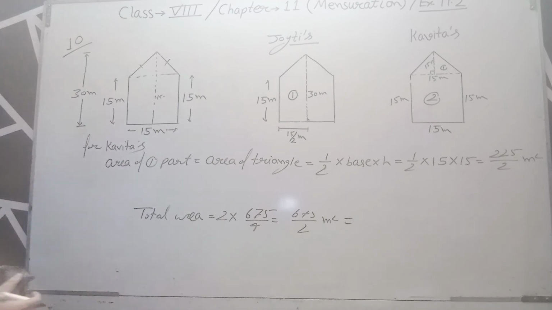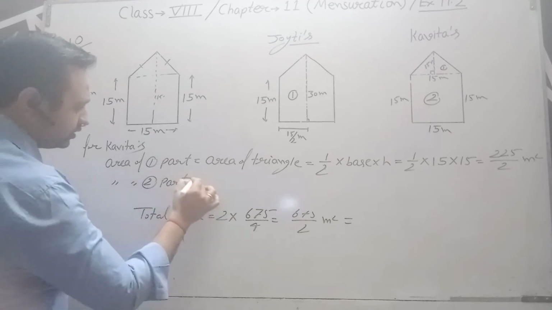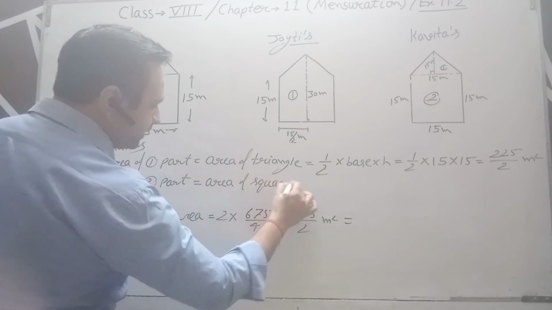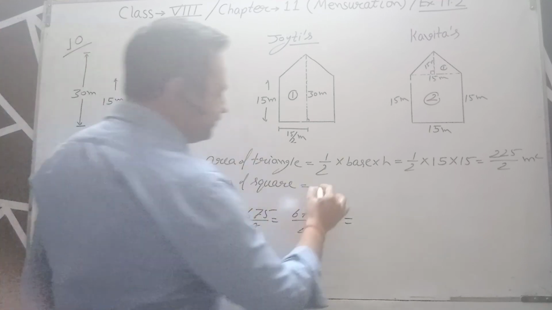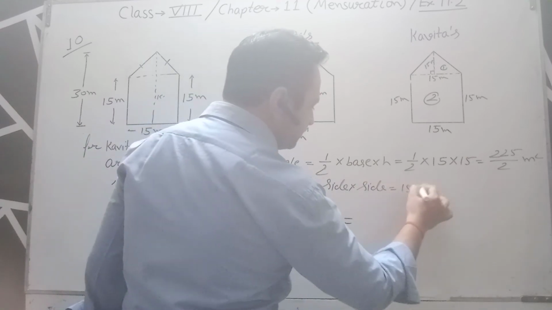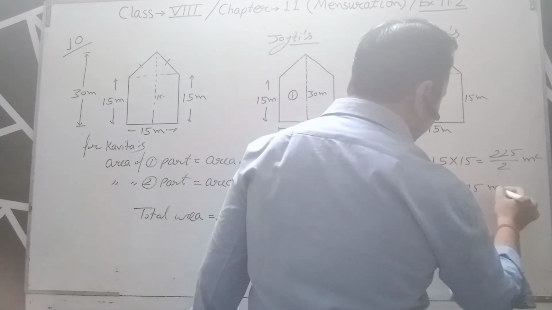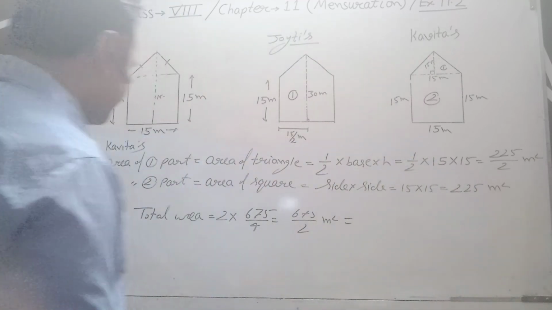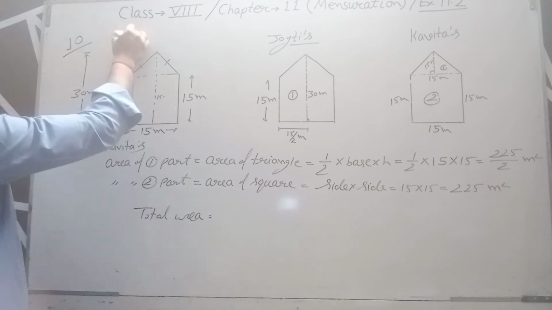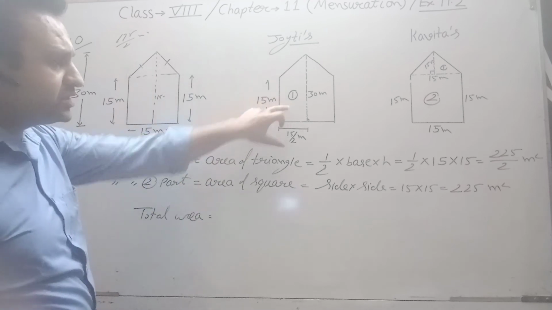Now we have to calculate the area of the second part. Area of the second part means we have to calculate the area of the square. And what is the area of a square? Yes, side multiply side. It means 15 multiply 15, which is 225 meter square. Now we have to calculate the total area.